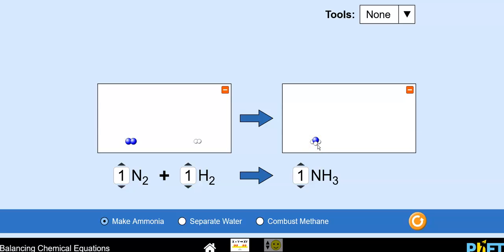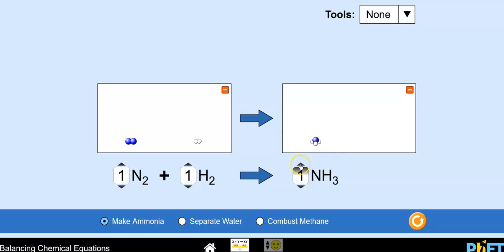Now, we've talked about conservation of mass and how when we do a chemical reaction, we should have the same mass on the reactant side, to the left of the arrow, as we have on the product side, to the right of the arrow. We can simplify that by counting each type of atom on both sides of the reaction. If we have two nitrogen atoms on the reactant side, there should be two on the product side as well. And this is not a balanced equation because we only have one nitrogen atom on the product side. Well, we can fix that.